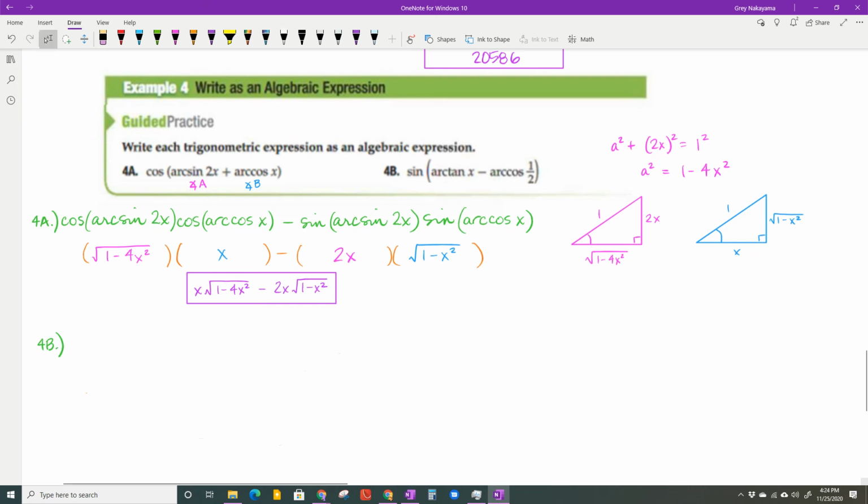Okay, last one, and then we're done. This one says sine of arctangent of x minus arccosine of 1/2. So in a similar fashion, you're going to think about this being angle A and that being angle B. So I'm going to apply my sine formula, and my sine says sine cosine minus cosine sine, because in the sine one, the trig functions are different, so the sign in between them stays the same.